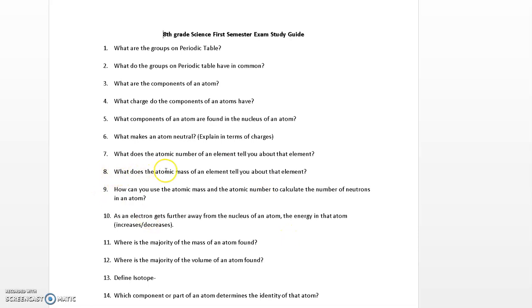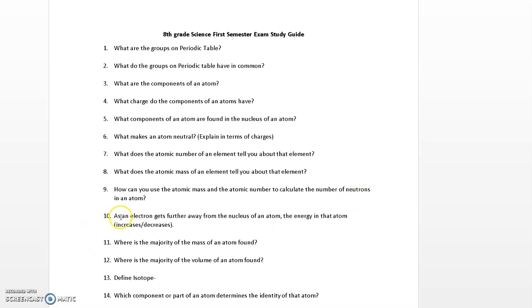Number 8. What does the atomic mass of an element tell you about that element? The atomic mass is equal to the number of protons plus the number of neutrons. So it lets us know the sum of protons plus neutrons. Number 9, how can you use the atomic mass and the atomic number to calculate the number of neutrons in an atom? So you would take the atomic mass and subtract the atomic number from it. So it would be the atomic mass minus the atomic number is equal to the number of neutrons.